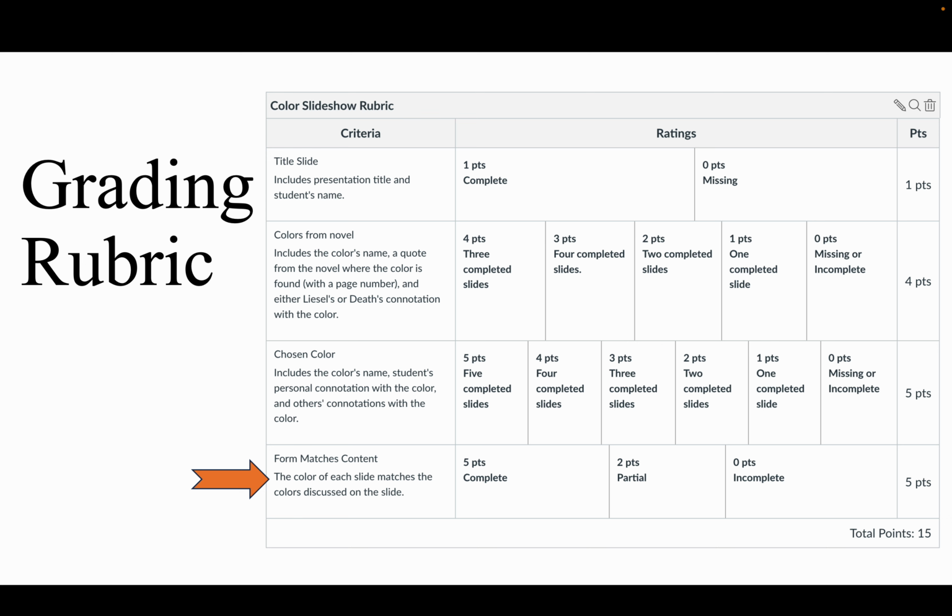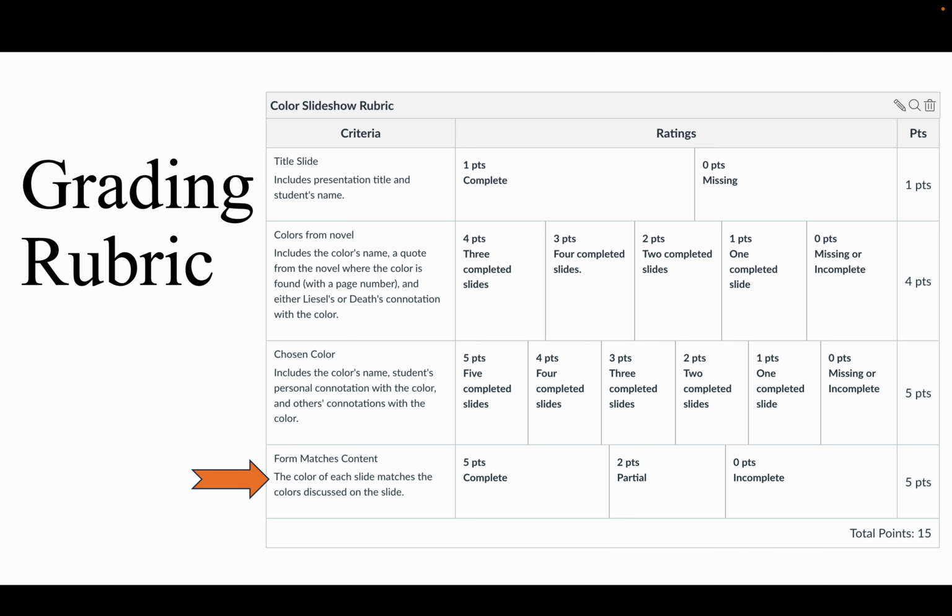Finally, this wasn't in the slideshow yet, but here it is. Form matches content. Form is the way something is presented, and the content is what is presented. So the color of your slide must match whatever you're discussing in your slide. The same way that my fiat slide was yellow. The slide was totally yellow because I was talking about something yellow. The slide was blue when I talked about something blue, right?